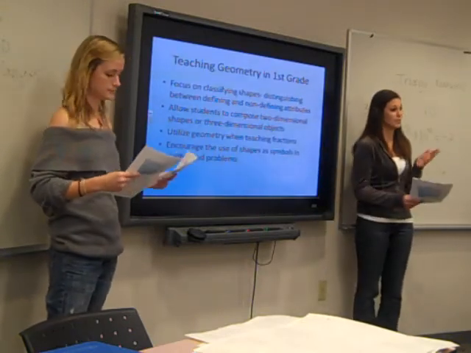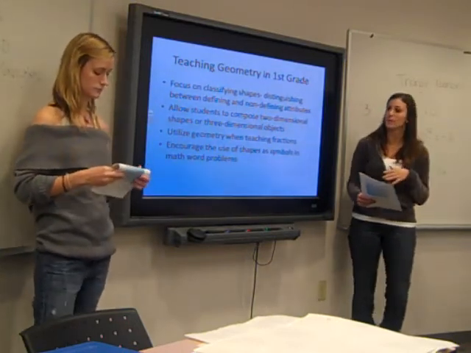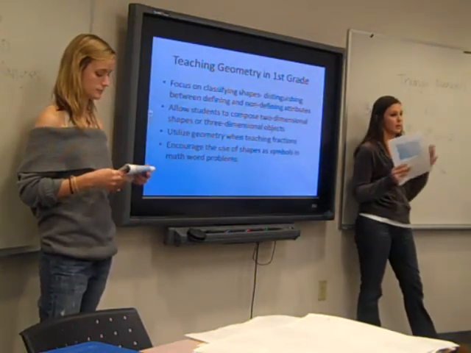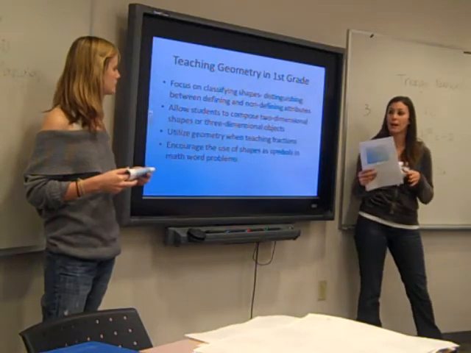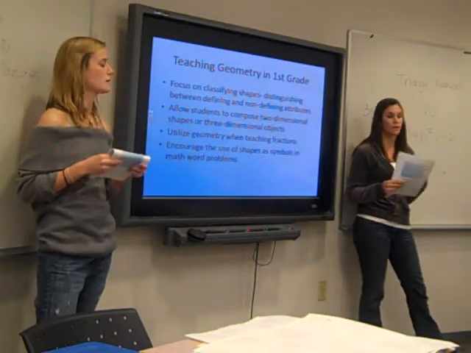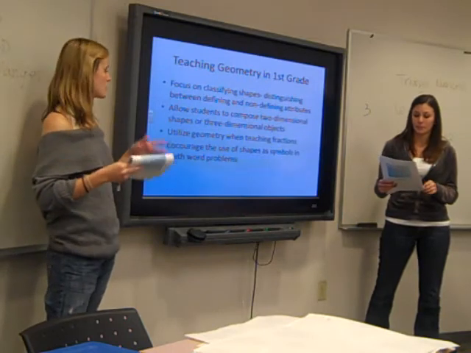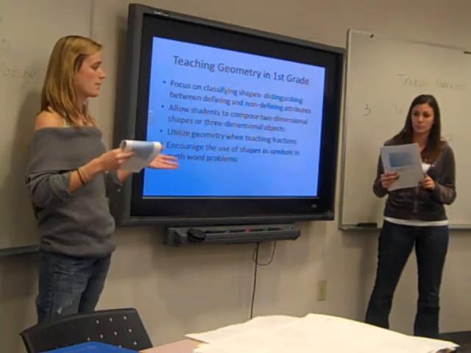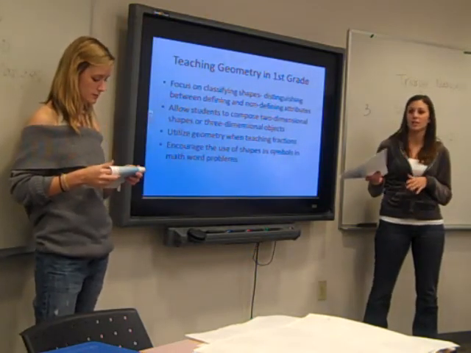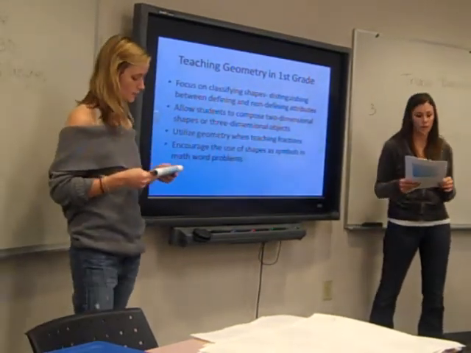Okay, so we focused on first grade. So teaching geometry in first grade, they focused on classifying shapes, so distinguishing between defining and non-defining attributes. Defining meaning a triangle has 3 sides and it's a closed shape. Non-defining attributes are color, orientation, meaning it's turned a certain way, and the overall size of it. So that's where you might find some alternative conceptions in students if they think that color is a classifying attribute, like a red triangle versus a green triangle. They might think that's 2 different shapes, so that's one of the main focuses of first grade.